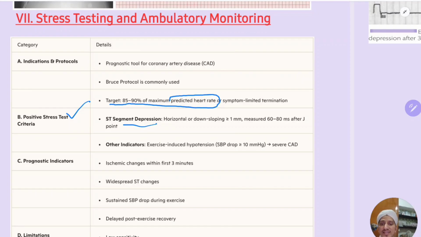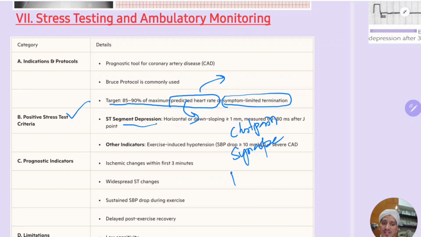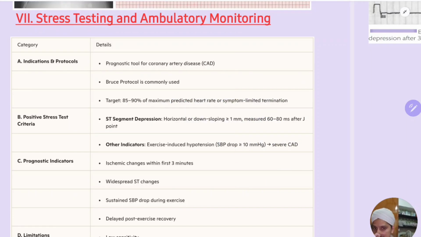What is this predicted heart rate? Predicted heart rate is calculated based on age. I'm not going into detail of that. Or before this predicted heart rate, if the patient develops some symptoms, what are the symptoms? Like chest pain, or he is experiencing dizziness or syncope, or breathlessness, then that will be the endpoint before this predicted heart rate. Okay, that is the endpoint for the treadmill test.